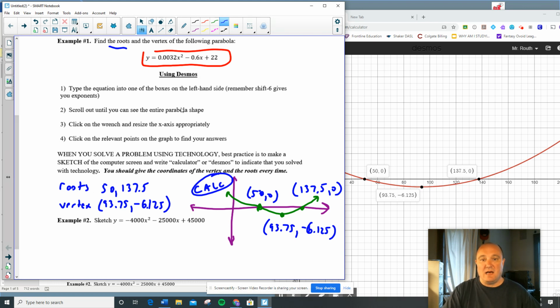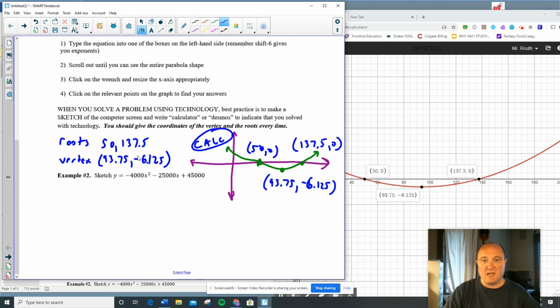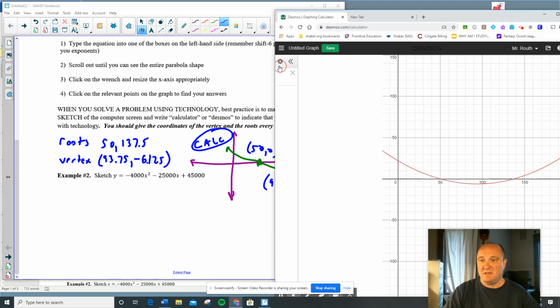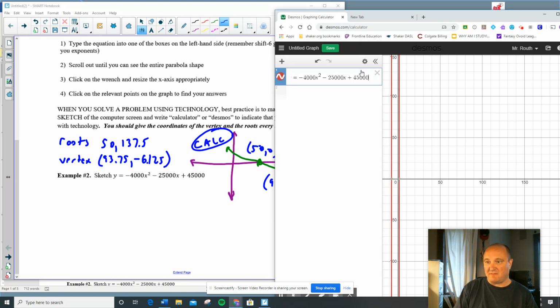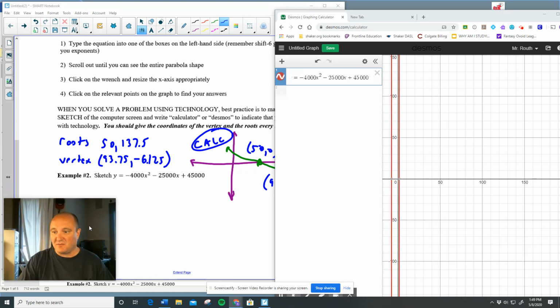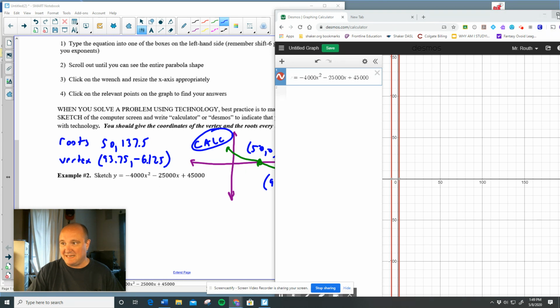All right. Using Desmos, there's some step-by-step instructions here, and these are going to come into play for example 2. So let's get rid of example 1 and type in our next one. Now this one gives us negative 4,000x squared minus 25,000x plus 45,000. Now, the first thing that you notice with this parabola is it's really skinny.